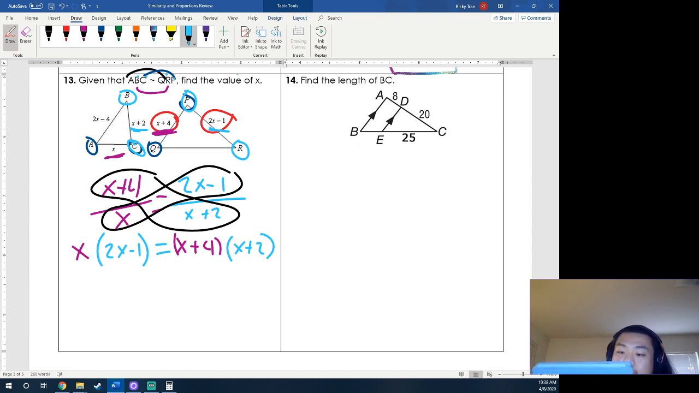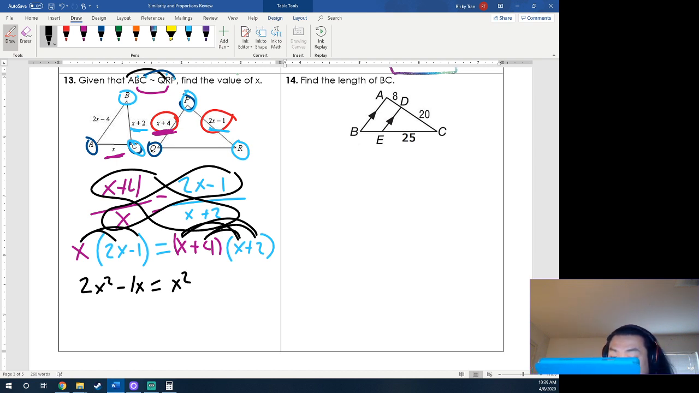Okay. All right. So distribution. Now distribution is gonna be a little bit odd because this one, well, the first one's easy. We have x times 2x or 2x squared. Okay. And then minus 1x because it's just multiplying by x. Then we have x times x times 2, 4 times x, 4 times 2. Fun stuff. All right. So we have x times x, which is x squared, and then x times 2, which is 2x. Then we have 4 times x, which is 4x. Then we have 4 times 2, which is 8.